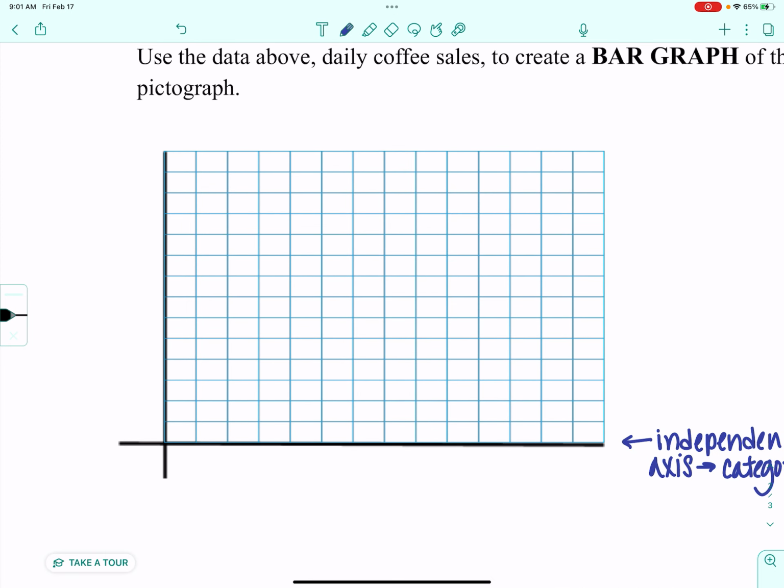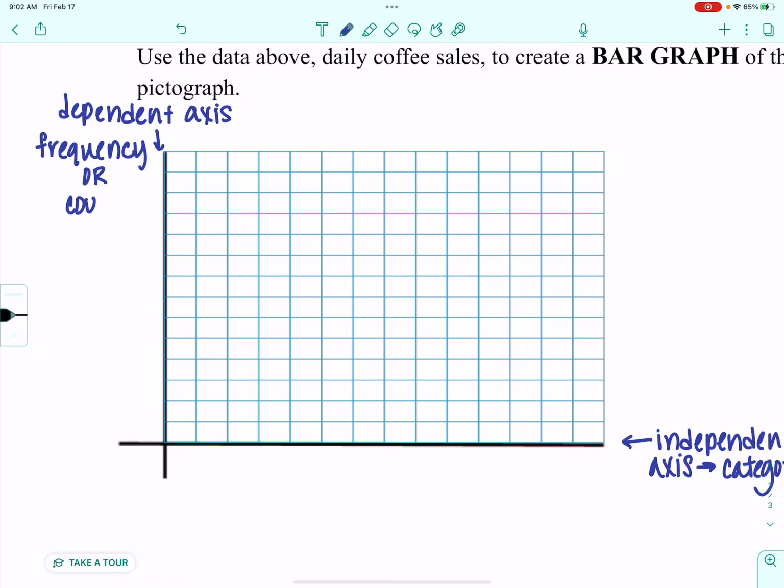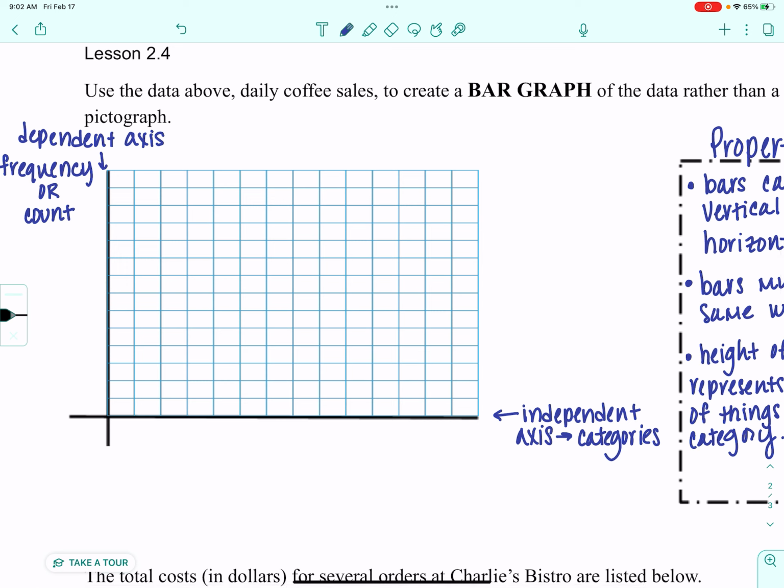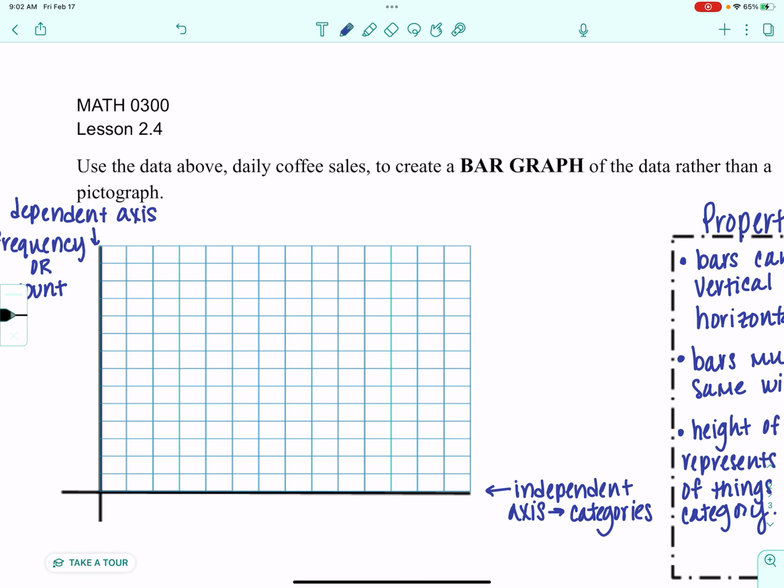Our dependent axis is where we're going to find our frequencies. Or you can also call it the count. So that's what's going to show our measuring. Once again, we have to have a title. So we will call this daily coffee sales.